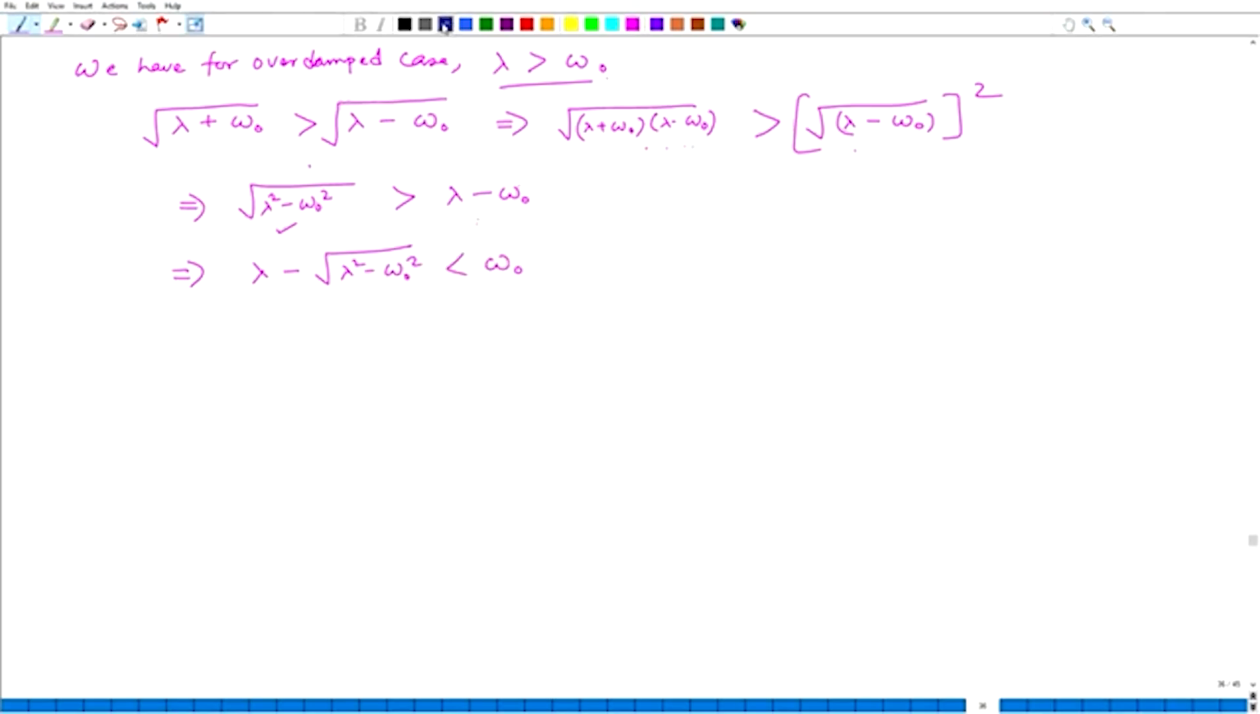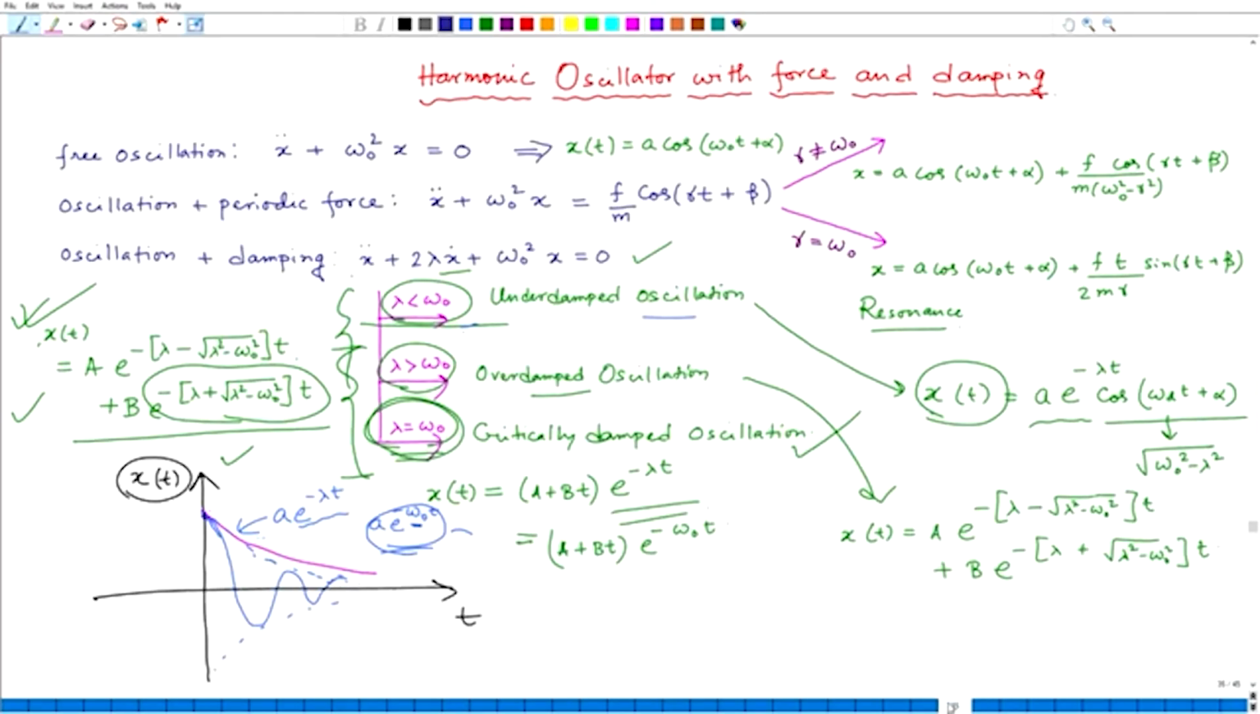So, that is a very important conclusion in this case, and that is why I can say, so again if you just go to check this solution, you will see that this solution has two parts, one is multiplied with A and another is multiplied with B.